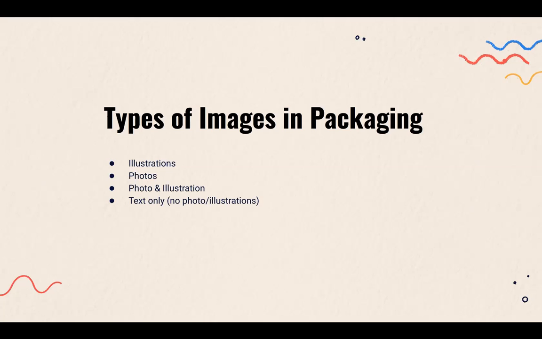There are 4 types of images in packaging. You have illustrations, which are mainly illustration-based packaging. Photos, so sometimes people also use actual photos on packaging. Then photo and illustration, a combination of illustrations and photos, to enhance the photos. And at the same time, there are also packaging where it's just text, so you just see typography all over the packaging.